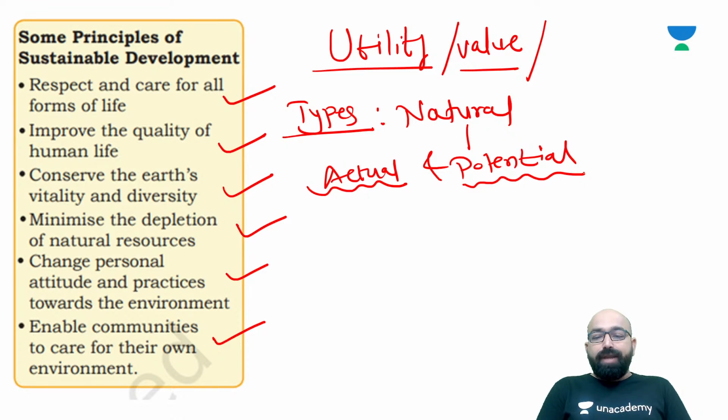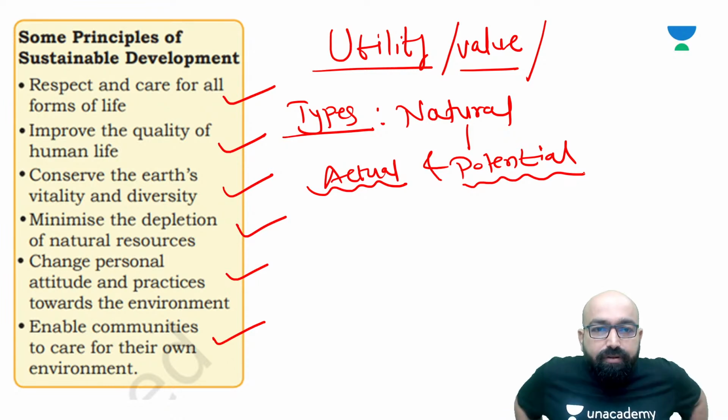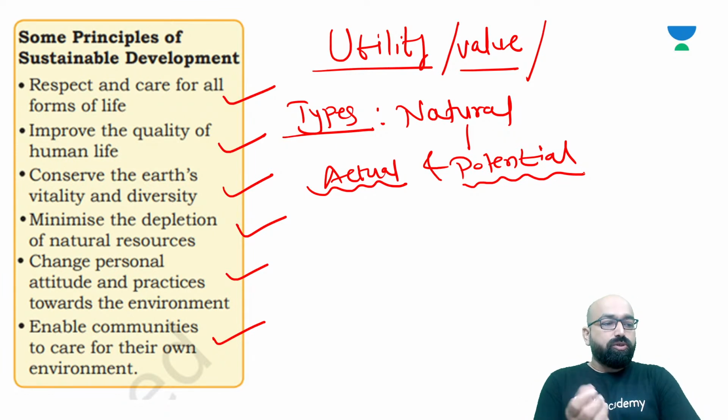So friends, on the basis of origin, resources can be abiotic and biotic. Abiotic resources are non-living, whereas biotic resources are living. Then we have discussed renewable and non-renewable resources. So these are the broad categorization of resources.